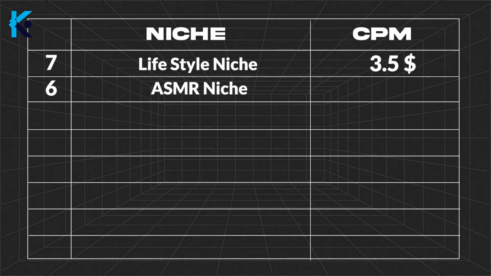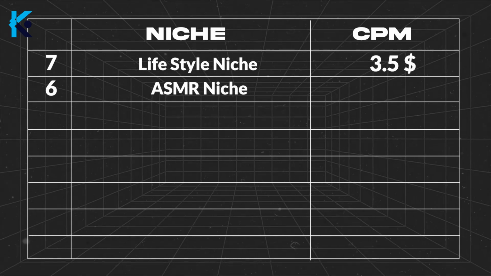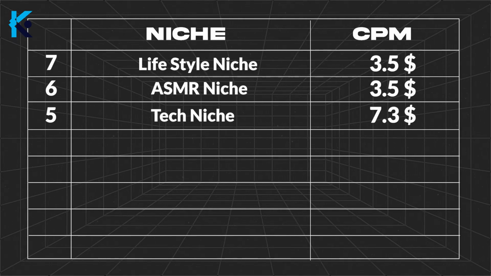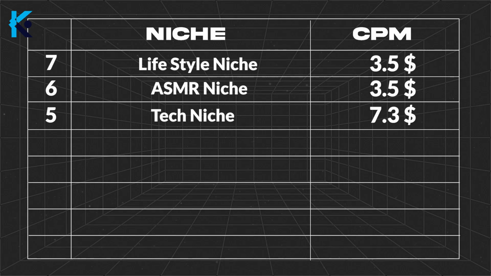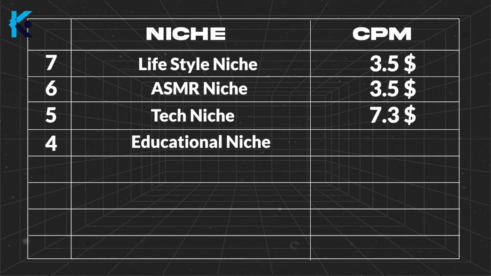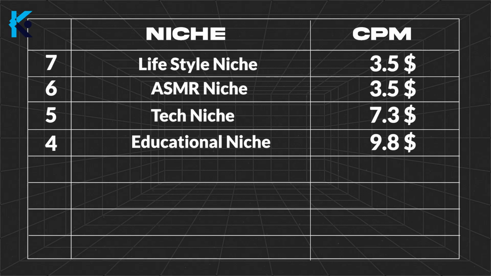Number 6, this is the ASMR and satisfying video niche. This has a CPM of around $3.5. Number 5, tech niche. This is one of my favorite niches. It has a CPM of around $7.3. Number 4, educational niche, which is similar to my channel, which has a CPM of around $9.8.